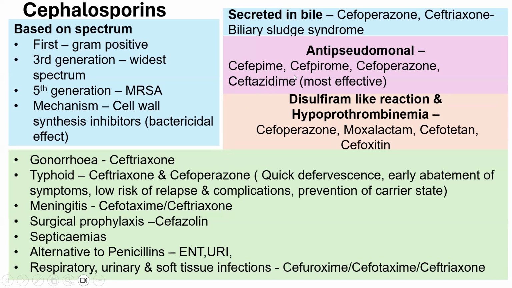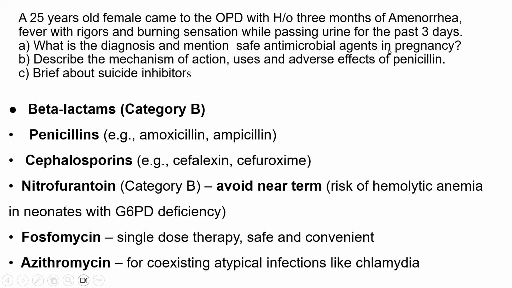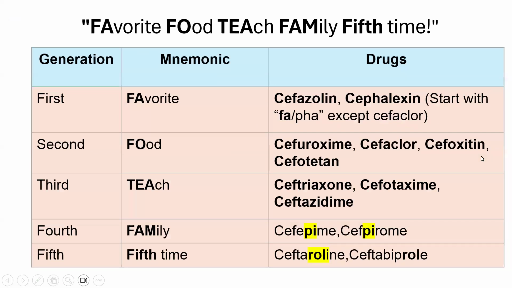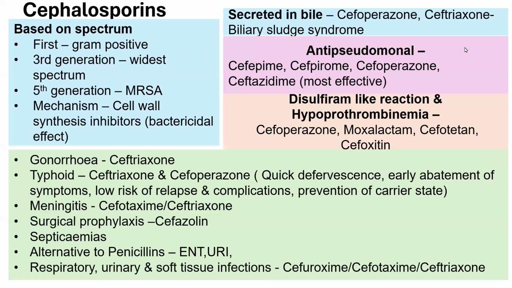So coming to the main individual characteristic feature. So the main drug which is secreted in bile. Okay, so this is called, the ceftriaxone is the main drug.